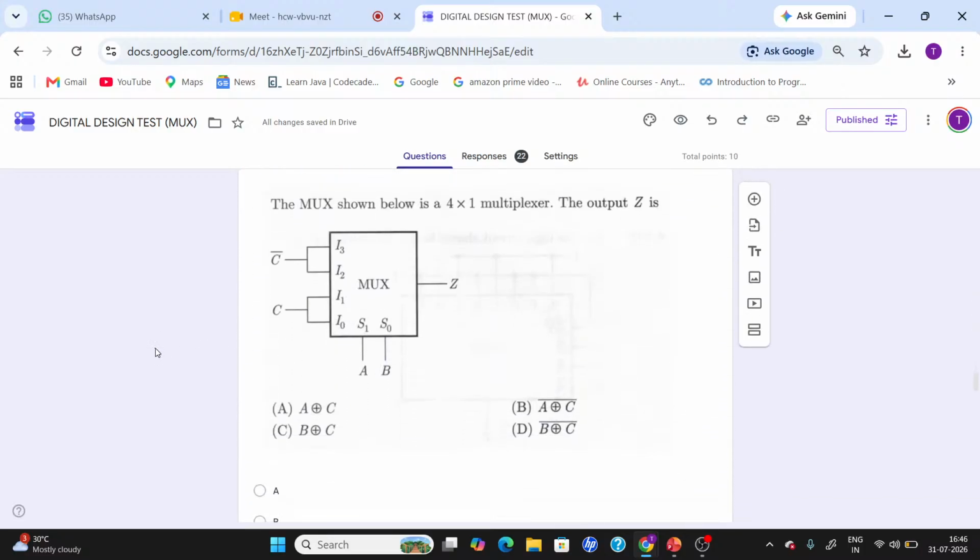Now coming to this one, the mux shown below, a 4 cross 1 multiplexer, the output Z is. So again, you need to expand this so that you are going to get the equation. I3, I2 are connected with C complement, and I1, I0 are connected with C. So let us write down the equation. A complement B complement into C, plus A bar B into C, plus AB bar into C bar, plus AB into C bar. You are going to get.